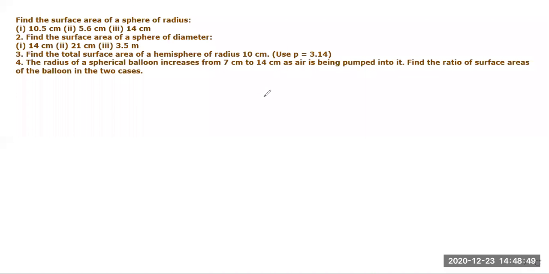So today we will discuss exercise 13.4, class 9th mathematics. Now, before we start, quickly, let's find out what are the formulas related to sphere and hemisphere. So students, first of all comes the surface area of sphere. The area of a circle is pi r square.